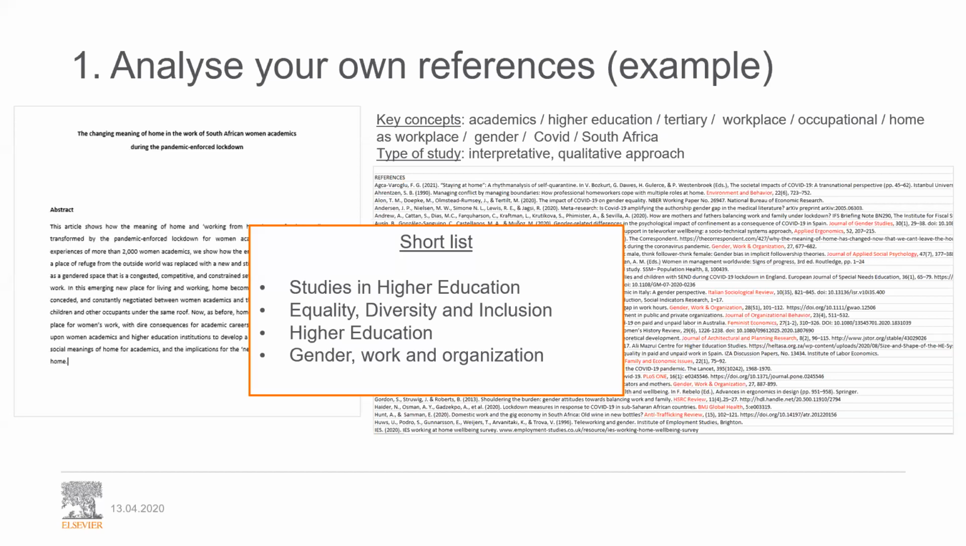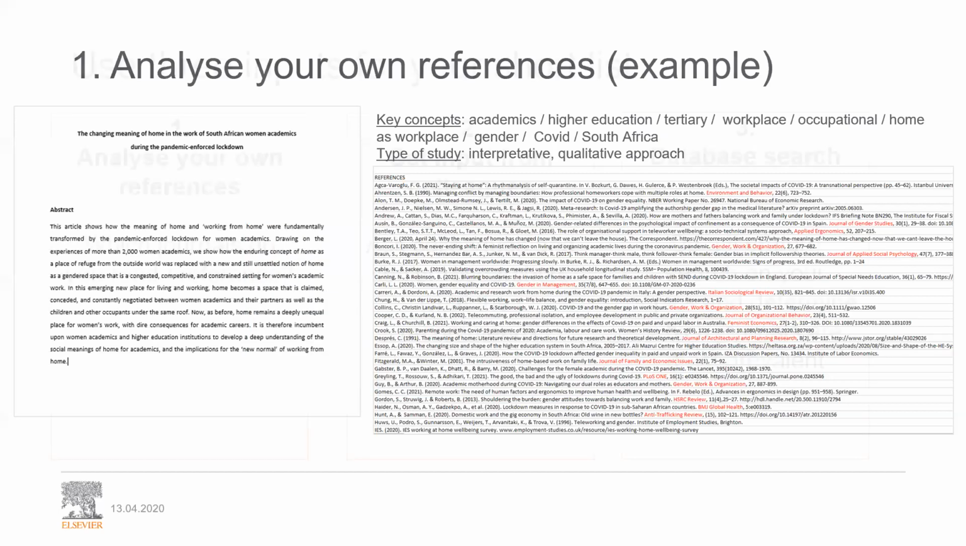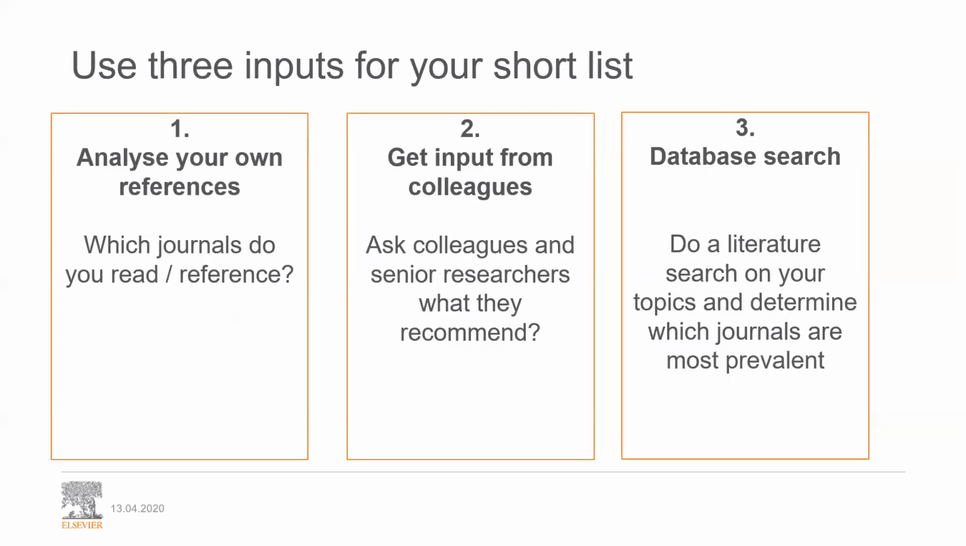So your own references that you used are the best clue of where you should also publish. So the saying goes, you publish where you read. And this is exactly what this means. So just going back, the second way of creating your shortlist is to get input from colleagues. So colleagues could be exactly those that I've mentioned, your supervisor, senior researchers, your study leader, any senior colleagues that have experience can also advise you about where to publish.